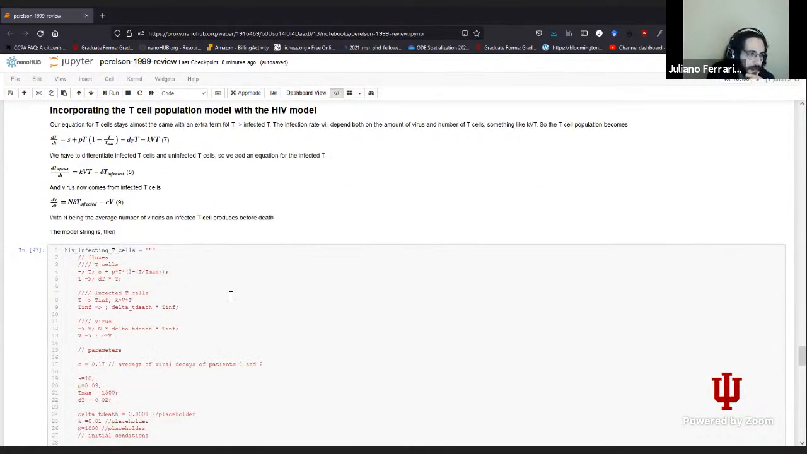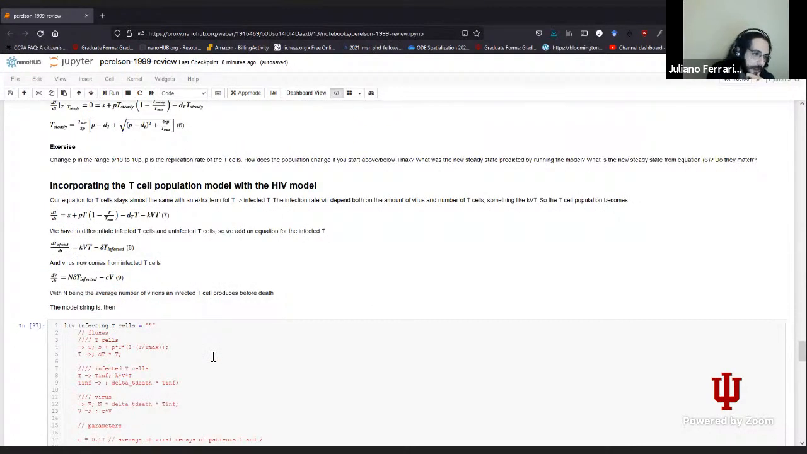And now we actually add the infection of T cells. So we need to differentiate infected and uninfected T cells, writing this new equation for infected, and replacing the viral production, which was a constant, by this. So for the infected T cell population, N is the average number of virions the T cell produces before dying, and delta is the mean time for T cell death after infection.